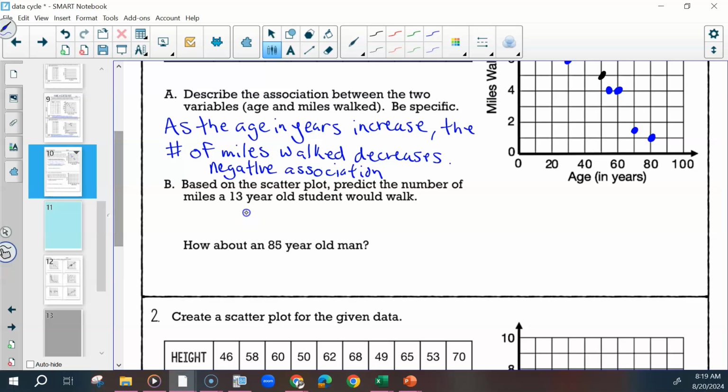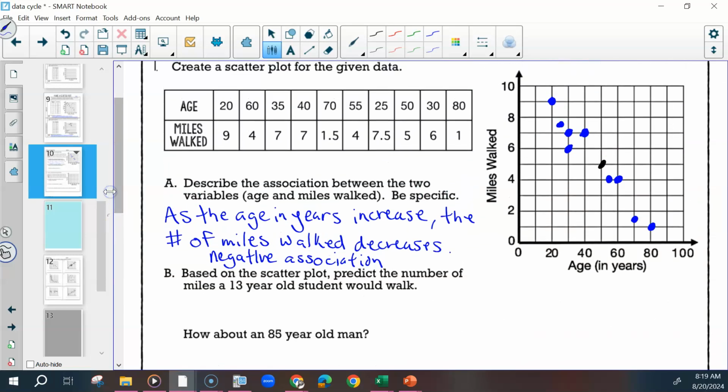So based on the scatter plot, predict the number of miles a 13-year-old would walk. So 13 would be somewhere like right here. So it looks like 13 would be like maybe at 10. If I'm following the line that's created here, but an 85-year-old, somewhere right here, they may walk less than 1, maybe 0.5.